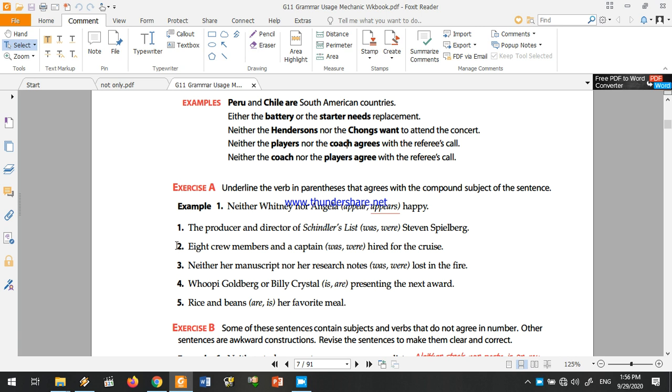Number 2. Eight crew members and a captain were hired for the cruise. This is a classic example of a compound subject combined by and, and it's plural. Number 3. Neither her manuscript nor her research notes were lost in the fire. Here I used were, which is the plural verb. Why? Because notes is the closest subject to the verb, and notes is plural.